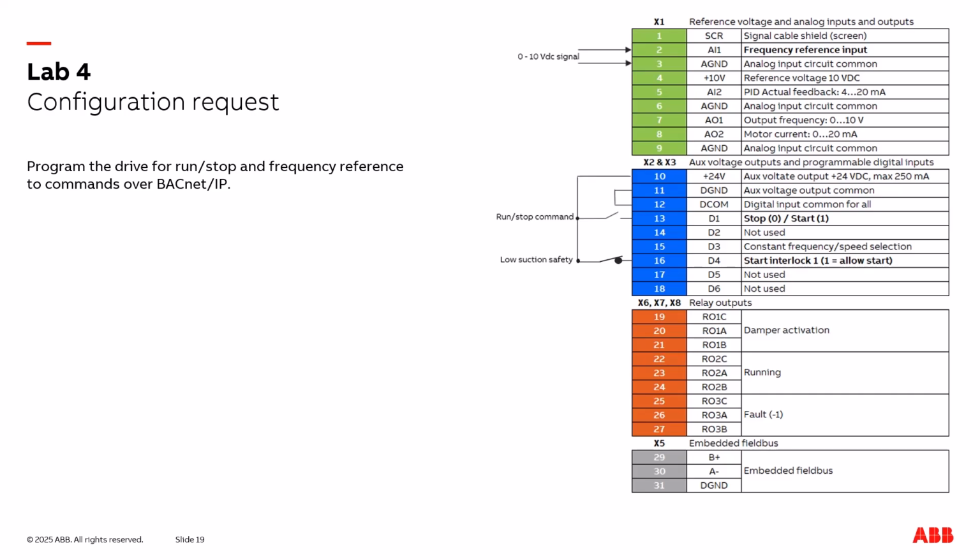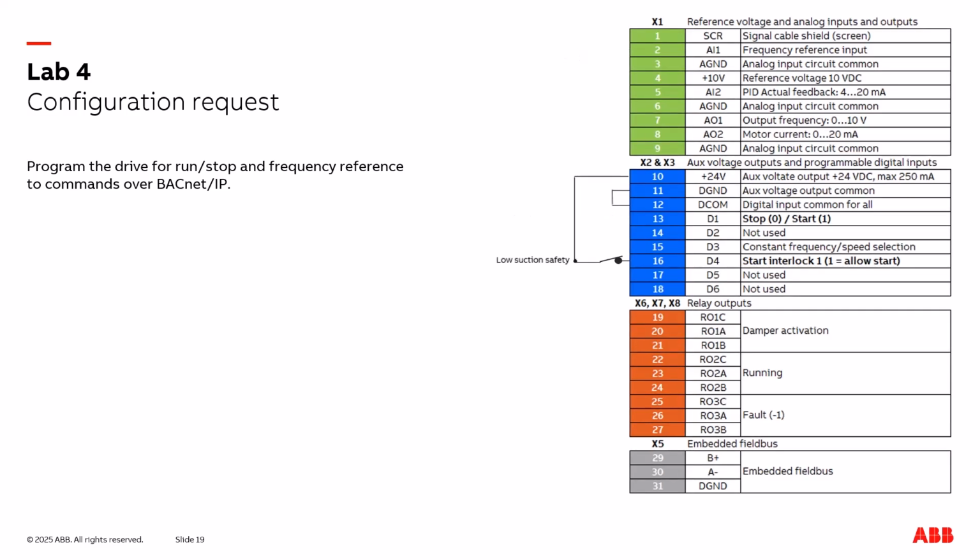So what changes would be made now to the drive if we're to have the run stop command and frequency reference come over BACnet IP? If you said obviously let's remove the wires, that's the answer. Yep, so now we can remove the wiring from AI1 and A ground, and also from plus 24 to DI1. That wiring is not needed, as the command will come over the BACnet IP network.